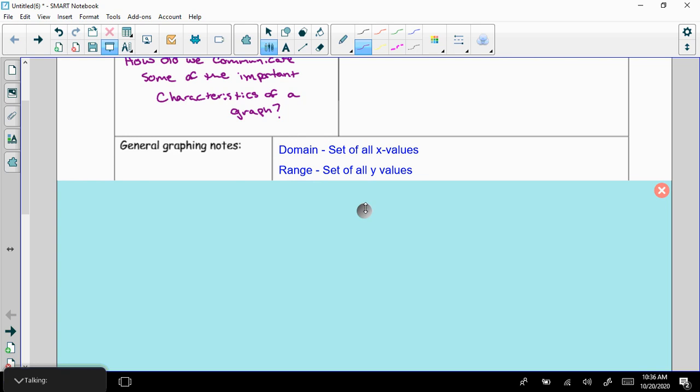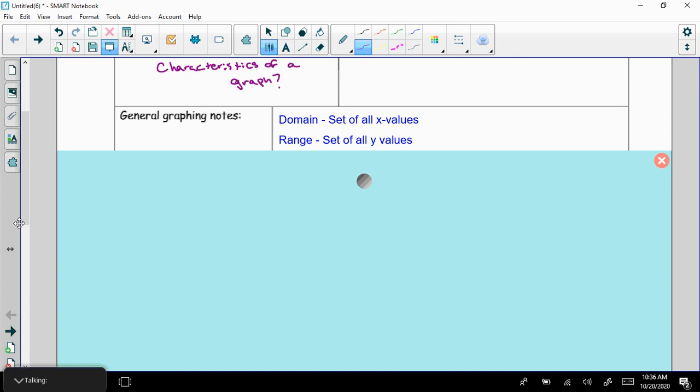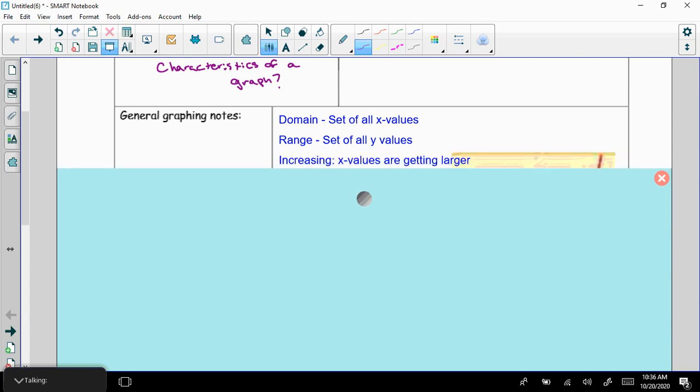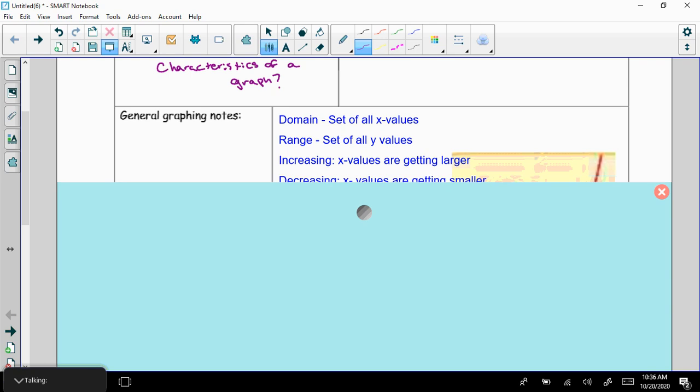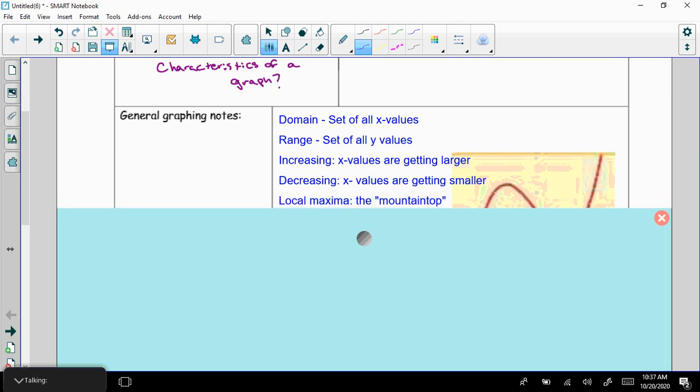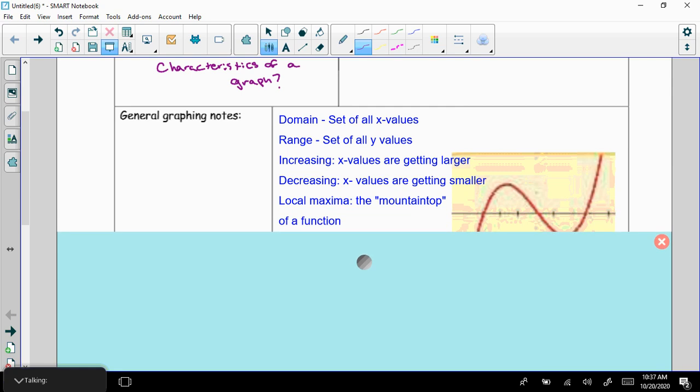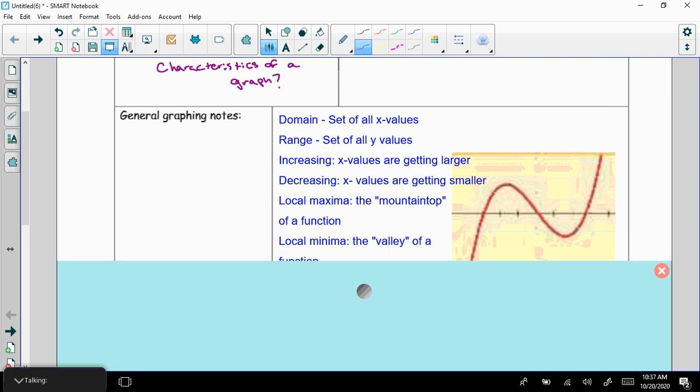What we haven't done and what we need to expand upon is how to look at the graph itself and what is happening during that graph and in between. So we look at different intervals and we say that a function is increasing as our x's, we plug them in and the values get larger, and then decreasing if we plug them in and the values are getting smaller. And then we have local maxima, which are the peaks or the mountaintops of a function, and local minima, which will be the valleys or the bottom of a function.